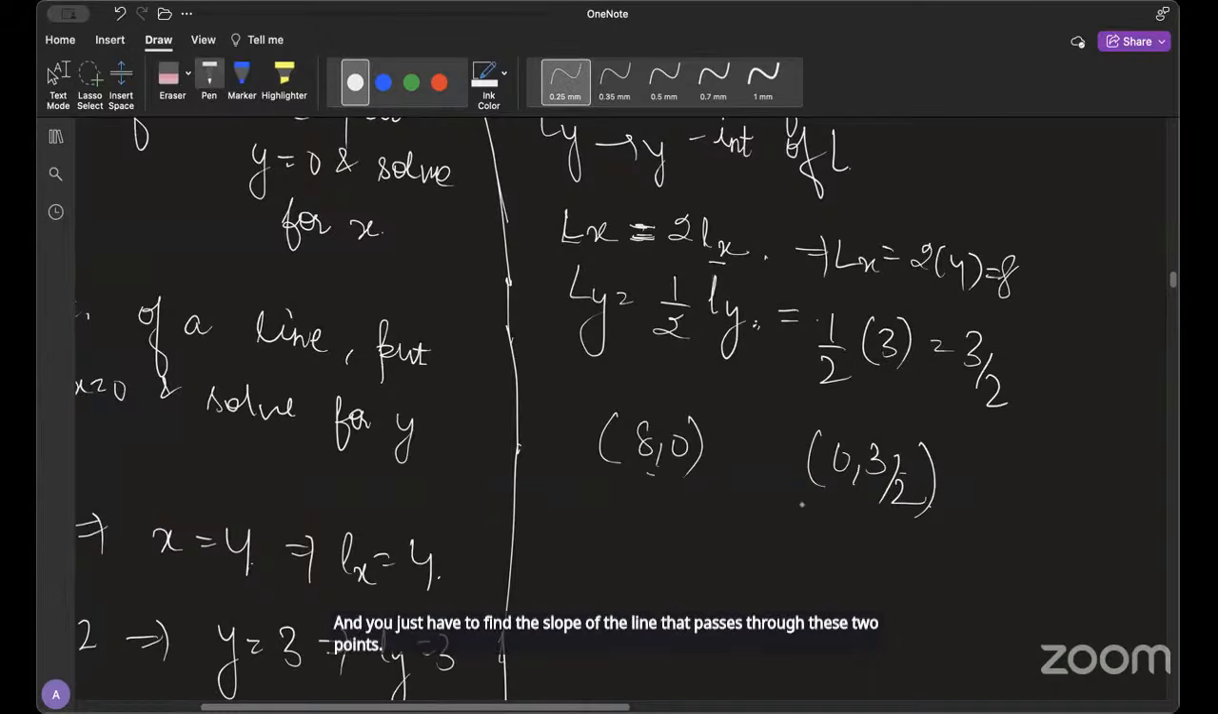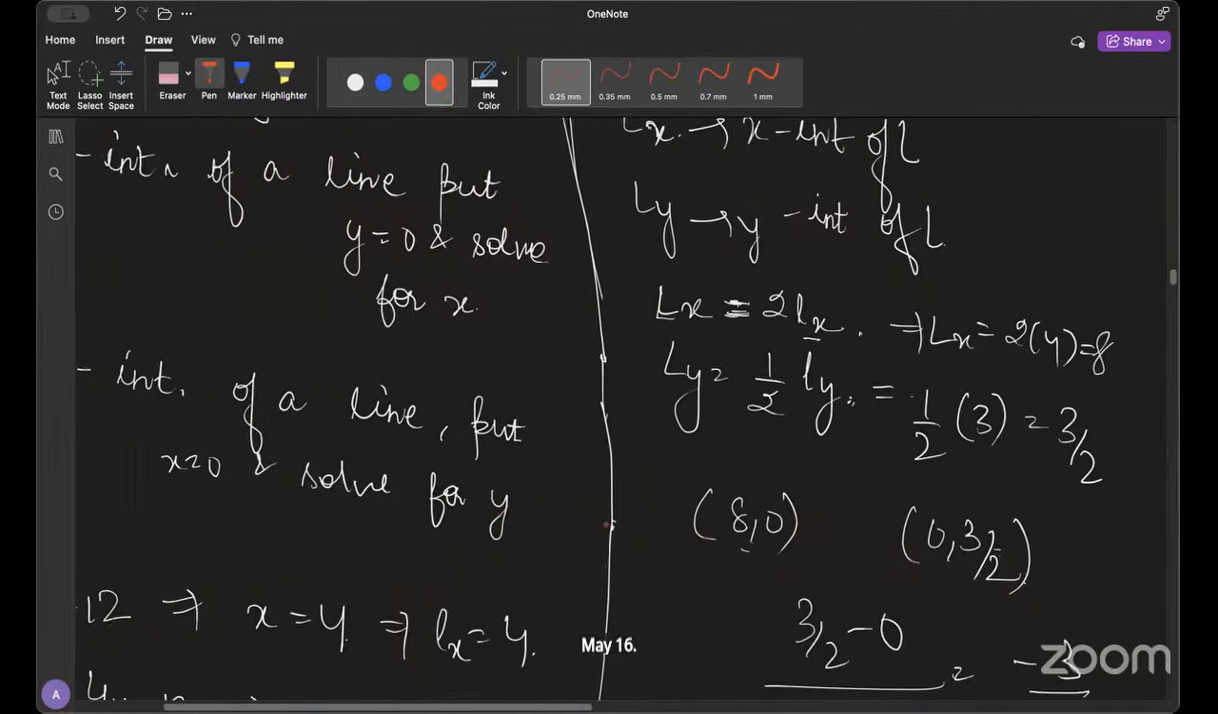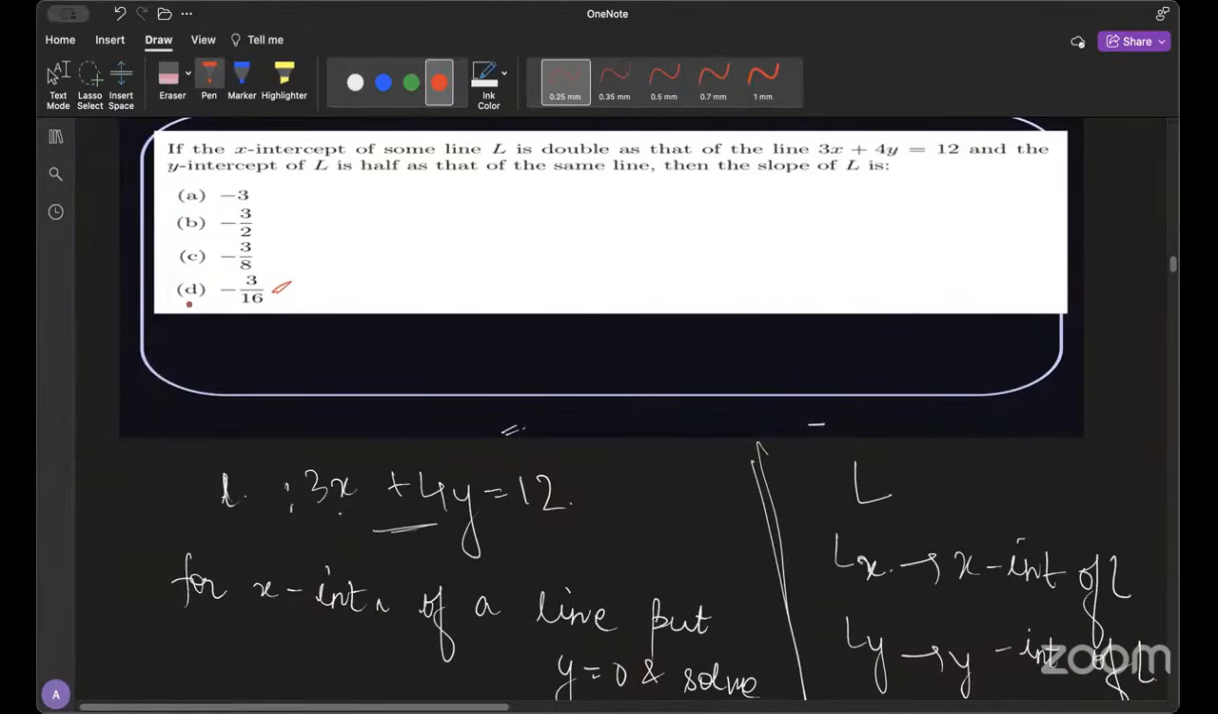The slope is, you can just do 3 by 2 minus 0, this minus this, and then 0 minus 8. So it's going to give you minus 3 by 16. So it's this option then.